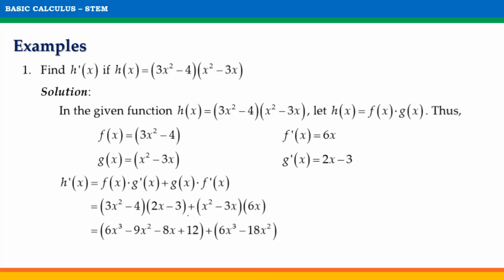Simplifying both products, we will have 6x cubed minus 9x squared minus 8x plus 12 plus 6x cubed minus 18x squared. Combining like terms, we will have the final answer 12x cubed minus 27x squared minus 8x plus 12.